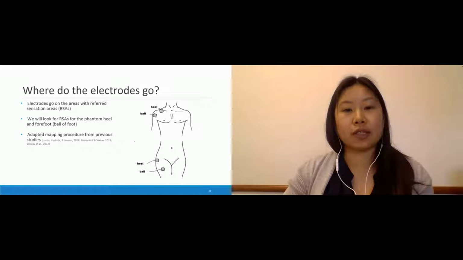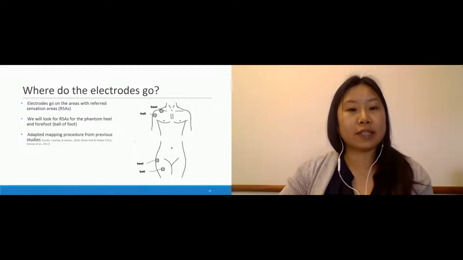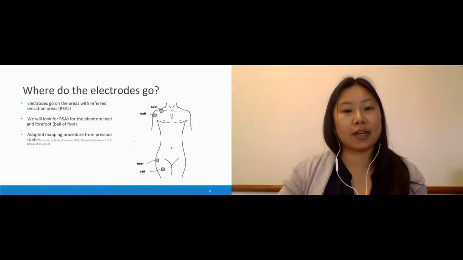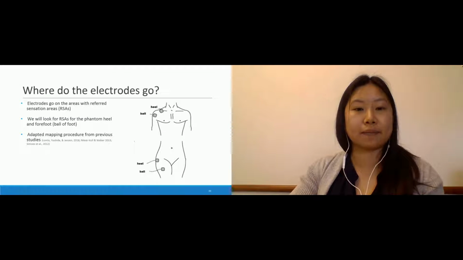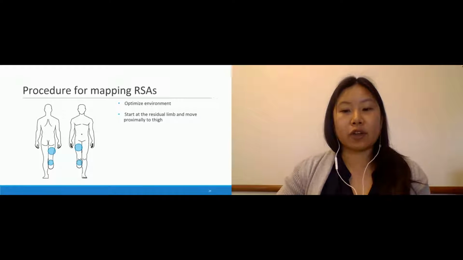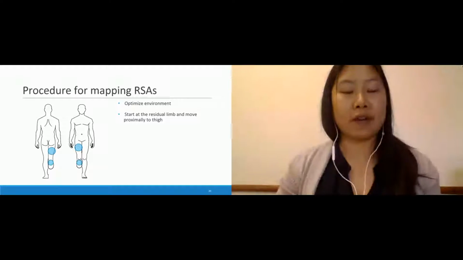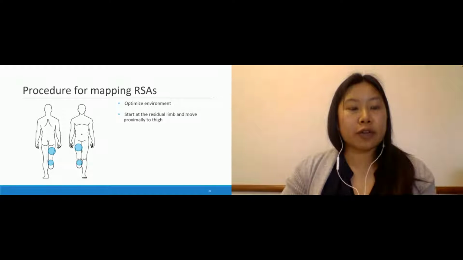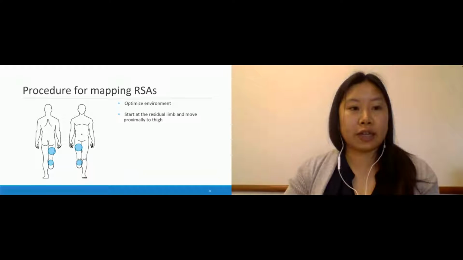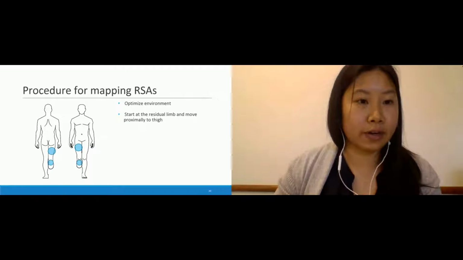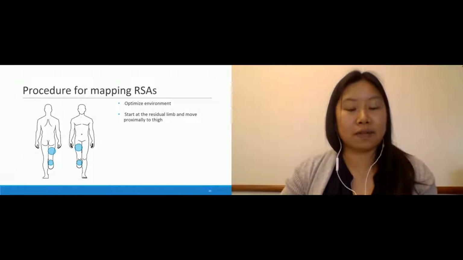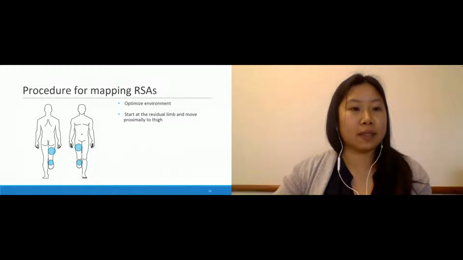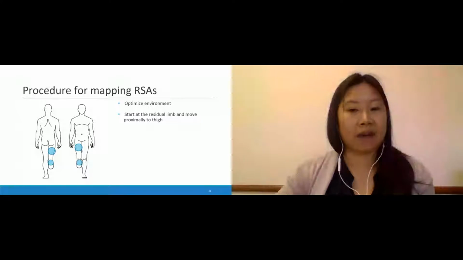In order to find these referred sensation areas, we adapted a mapping process through a series of previous referred sensation area studies, as well as previous complex regional pain syndrome allodynia studies. The first step for the mapping process is to ensure that we have an optimal environment. Creating a calm environment for the individual and creating the most relaxed state possible is very important for this process. We'll start our mapping process at the most distal aspect of the residual limb, and we'll move proximally up towards the thigh following the nerve pathways.